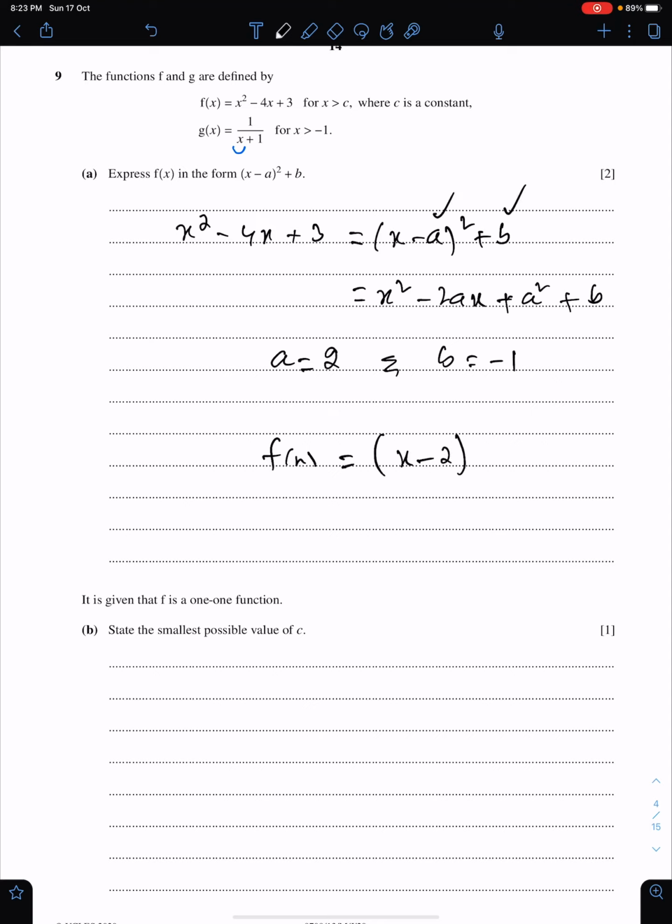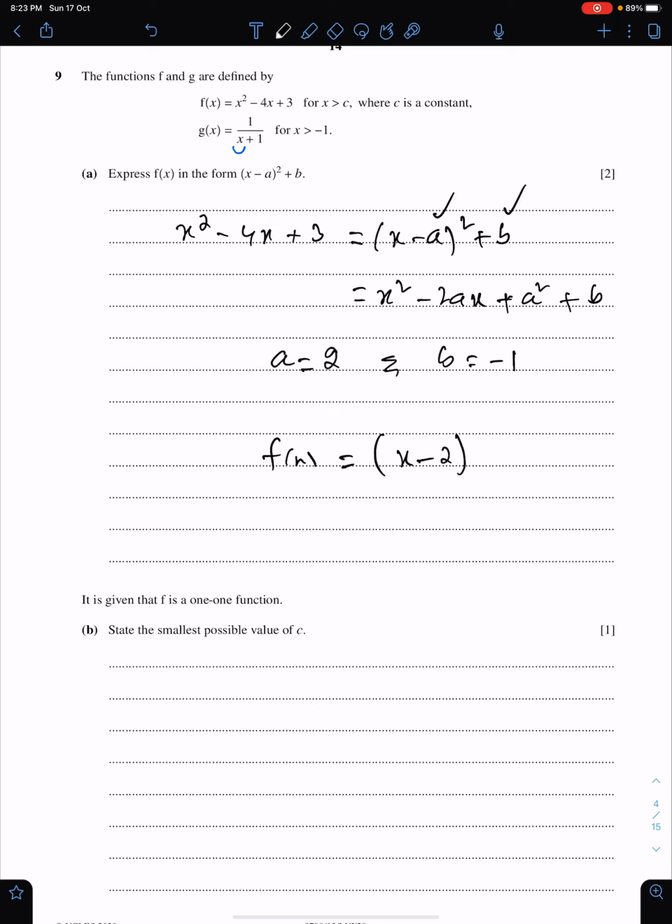Second part of this question. It is given that f is a 1-1 function. Well, for a 1-1 function, the function must start from the turning point or after the turning point. This function is like this. See, this is the domain of f, and this curve has a minimum point. So the coordinates of the turning point are 2, minus 1. For a 1-1 function, the domain should be x greater than 2.